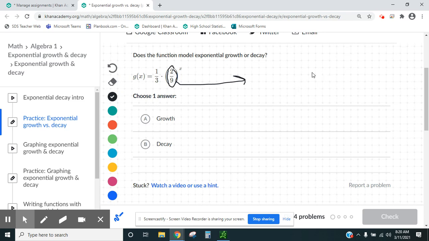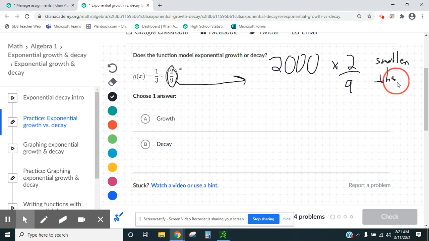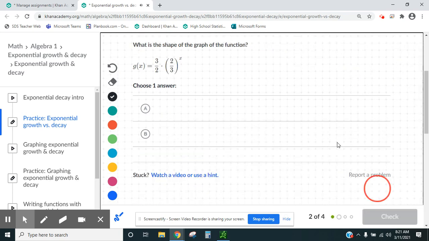All right, so if I take, for example, 2,000, and I take it times 2 ninths, I just made up the number 2,000. What's the next number going to be? Will it be smaller or larger? It'll be smaller because 2 ninths is smaller than 1. Right? It's a fraction where the top number, the numerator, is smaller than the bottom number. So that's decay. It is shrinking, or it's losing value.